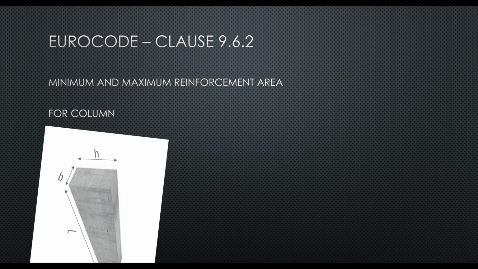So a typical sizing of a column is L is the length, B is the width of the column, then H is the height of the column. The As,min for column is given by this formula: As,min equals the design axial load divided by the design strength of steel. This can range from 400 to 600 Newton per millimeter square or megapascal. This value that you obtain here must always be greater than 0.002 multiplied by the area of concrete.